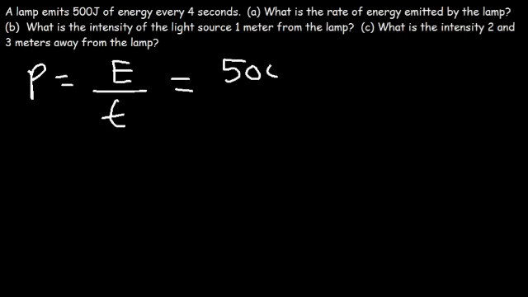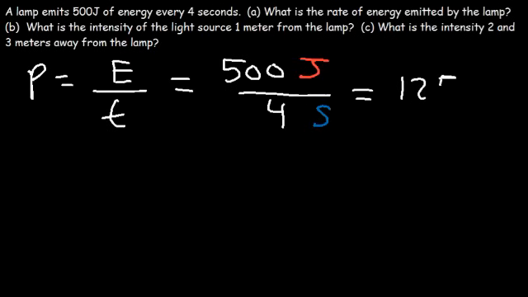So it's 500 joules divided by 4 seconds. 500 divided by 4 is 125. So the lamp emits 125 watts of power. So that means in 1 second, it transfers 125 joules every second. So in 4 seconds, it transfers or emits 500 joules of energy.